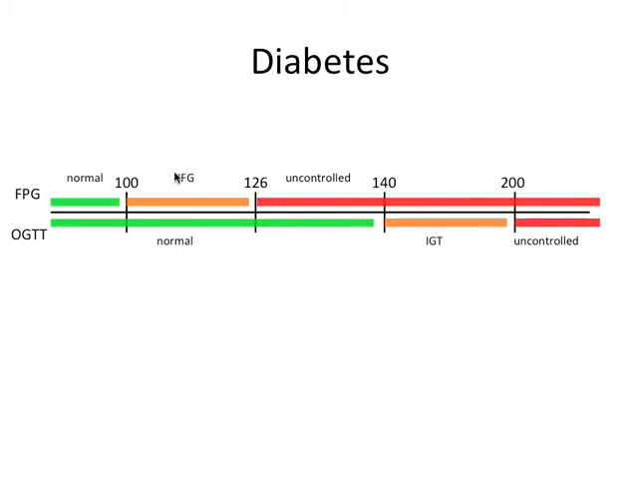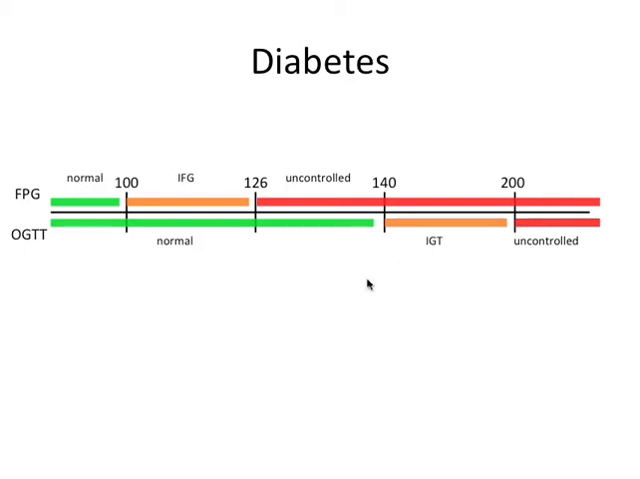IFG stands for impaired fasting glucose, and IGT stands for impaired glucose tolerance. It's kind of a pain to remember, but it's also not too bad because this one has fasting in the word, which makes sense because it has to do with the fasting test, and this one has tolerance in the word, and it has to do with the tolerance test. So that's nice. They both refer to prediabetes, but just different names depending on what test was used.